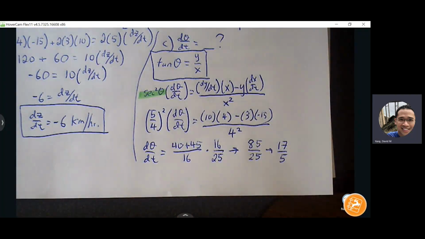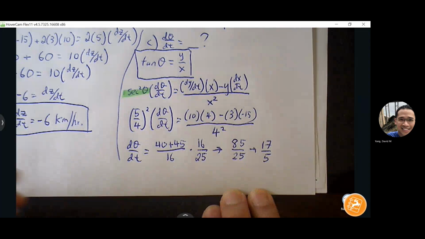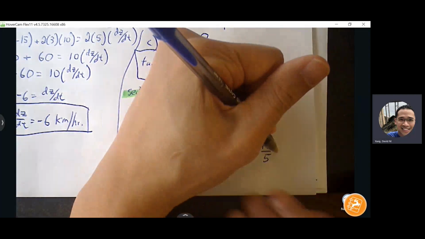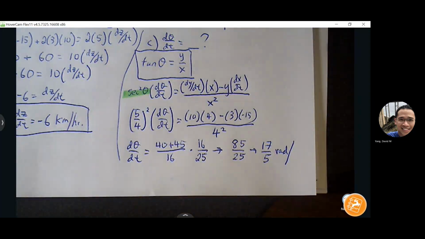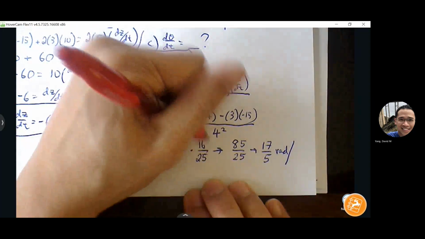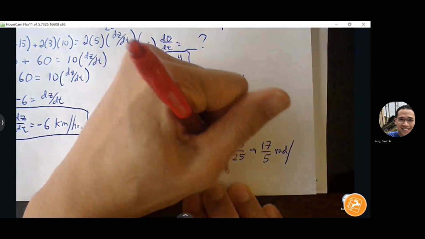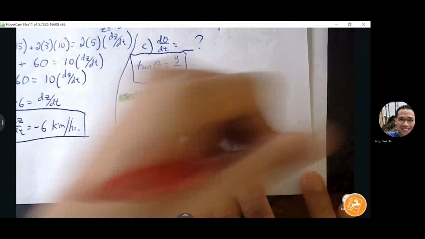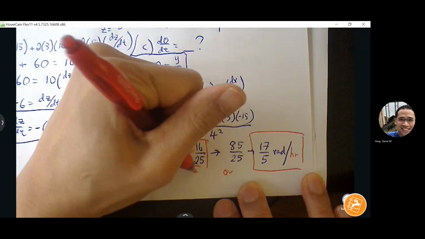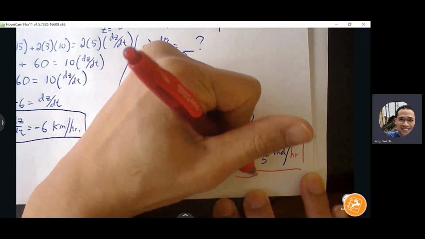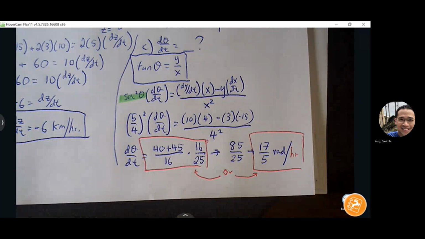Okay, what's our unit of measure here? Good. Always radians, never degrees, okay? Radians per hour. Either one's fine. Okay, any questions with related rates?